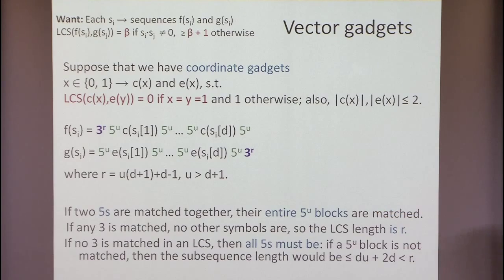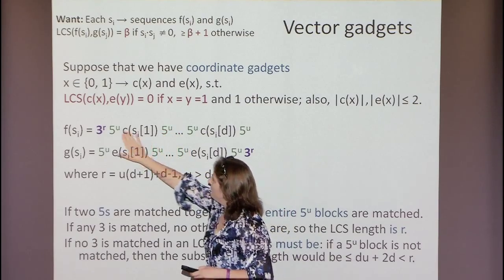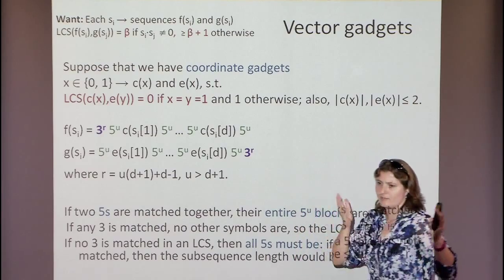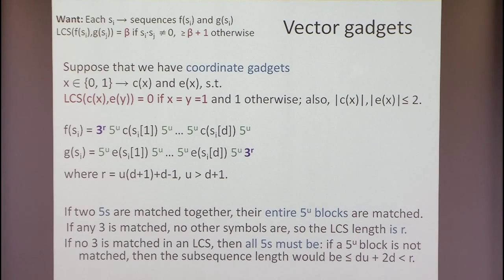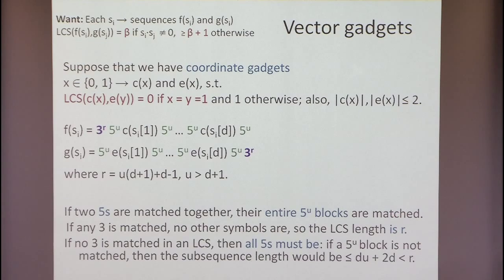By our choice there. So if no 3 is matched, all of the 5s have to be. And if we match every single one of the 5s, then they have to be matched like this. This means that the alignment is of these C's and these C's, exactly as in the vector world. And if we have the coordinate gadgets, then immediately we get that the longest common subsequence is r whenever the vectors are not orthogonal, or it's more than r otherwise.